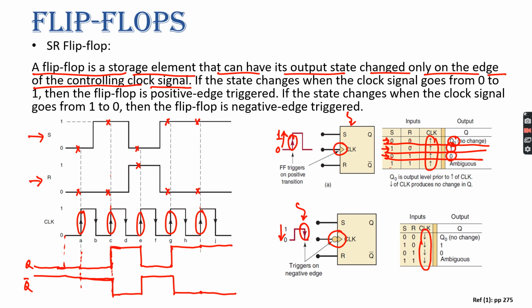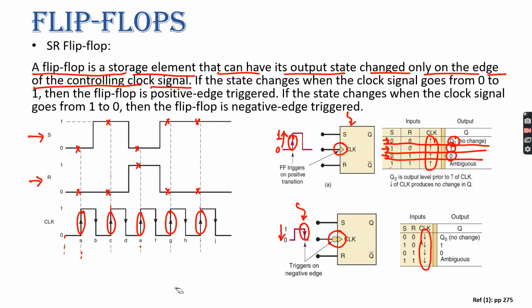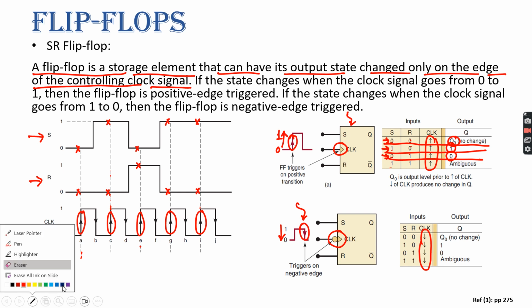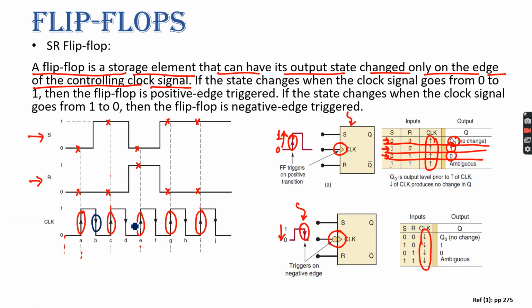You get my point, right? Yes, sir. So now if this same pulse is applied to the negative edge triggering flip-flop, how will the output change? So for the negative edge triggering, what should we consider? The downward arrow. This portion, this portion, this portion, this portion, and this portion, right? Yes, sir.